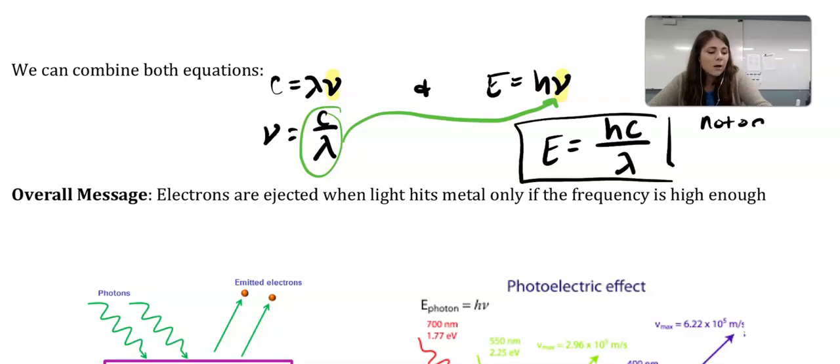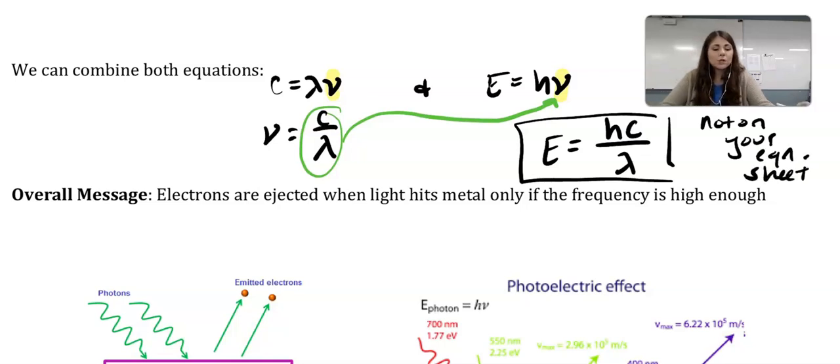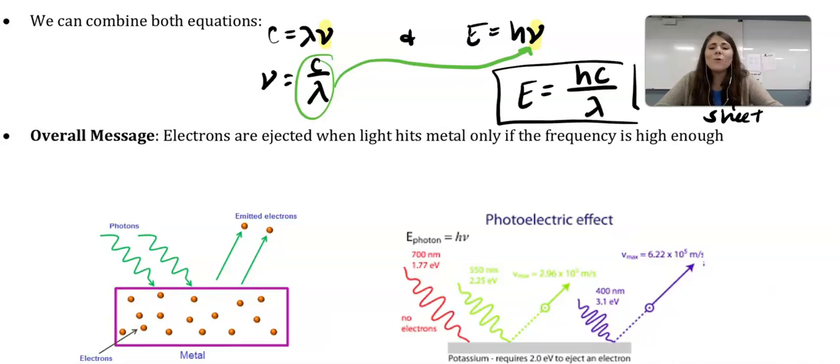This is not on your equation sheet, but you should be able to rearrange that equation. How I memorize it is that h and c are the only constants in these two equations. So the constants go on top and the wavelength goes on the bottom. Again, do what you need to do to help memorize that. All right, overall message: electrons are ejected when light hits metal only if the frequency is high enough.